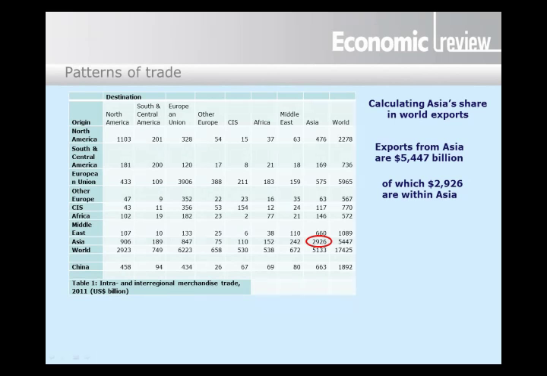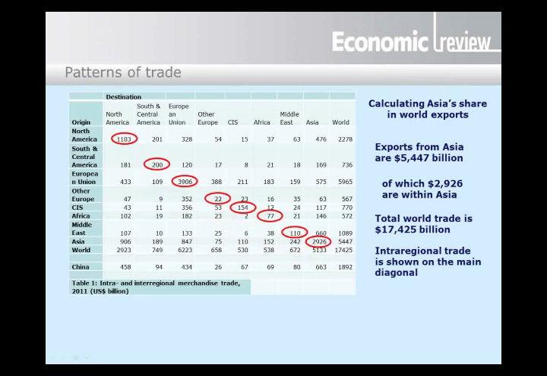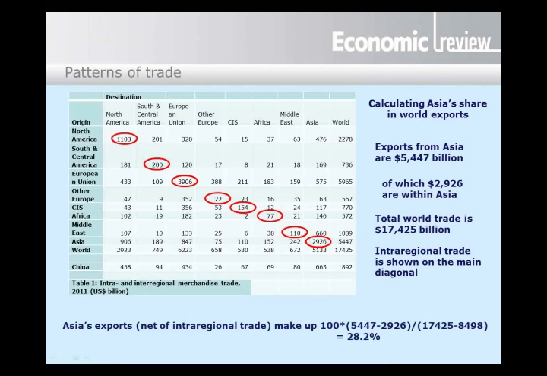Anyway, to calculate world exports net of trade within regions, we need to sum the elements on the main diagonal of the table. So total world trade is $17.425 billion, but if we want to deduct trade that takes place within regions, we need to add all these elements on the main diagonal and deduct those from world trade. We can then calculate Asia's share, and it comes to 28.2%.